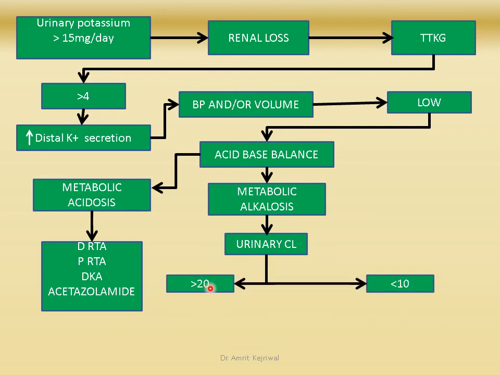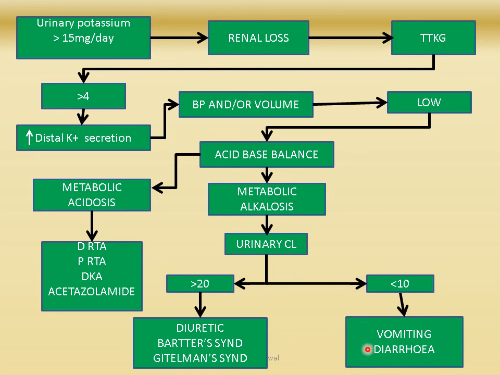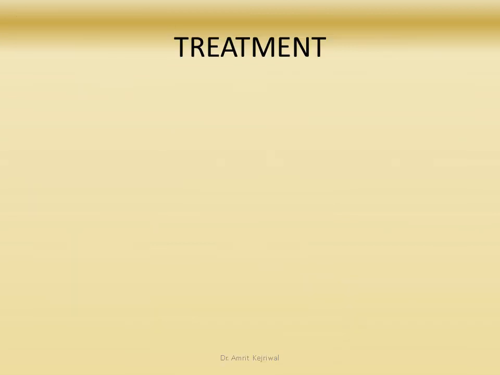It may be greater than 20 or less than 10. If it is greater than 20, it could be due to diuretics, Bartter syndrome, or Gitelman syndrome. And if it is less than 10, it is due to vomiting or diarrhea. And if the acid-base is variable, then it means an unknown anion such as hippurate. So we can see that there are various approaches to hypokalemia.